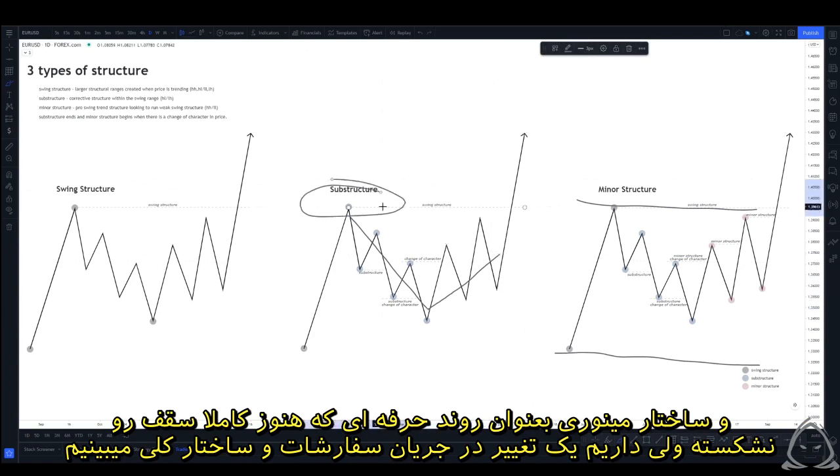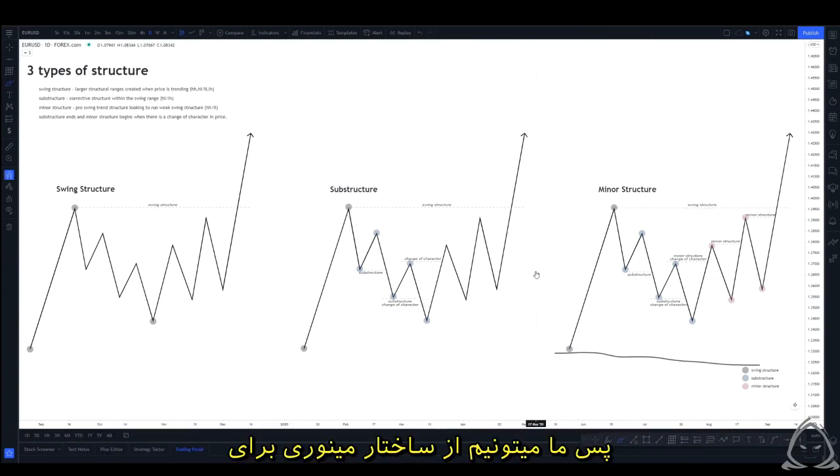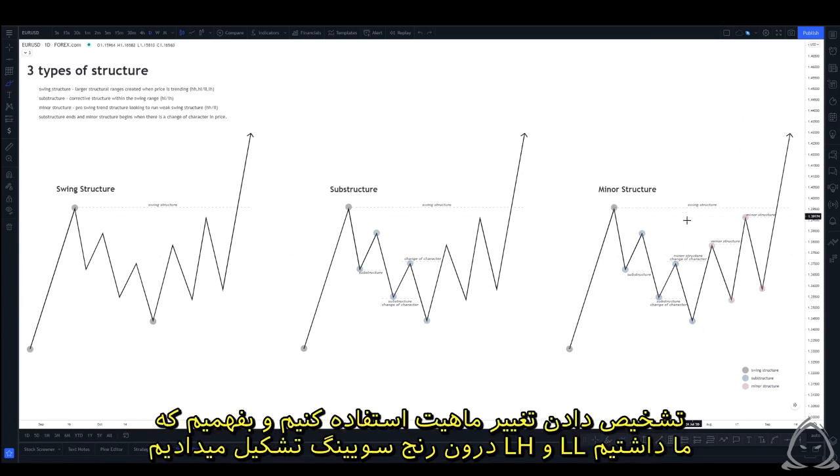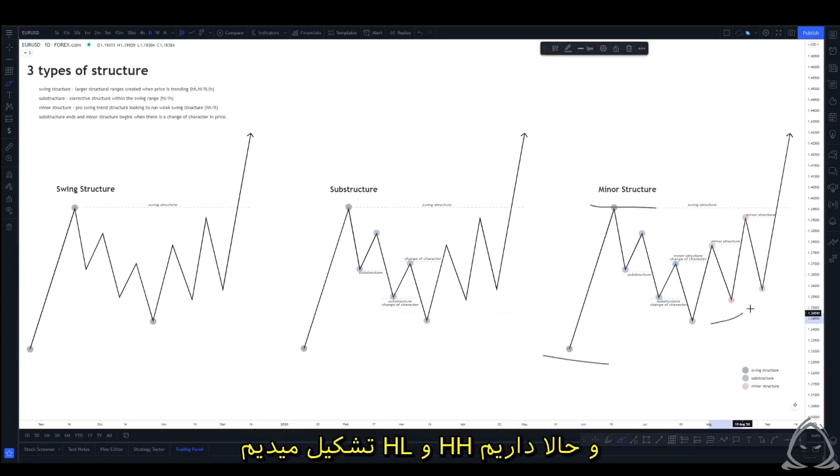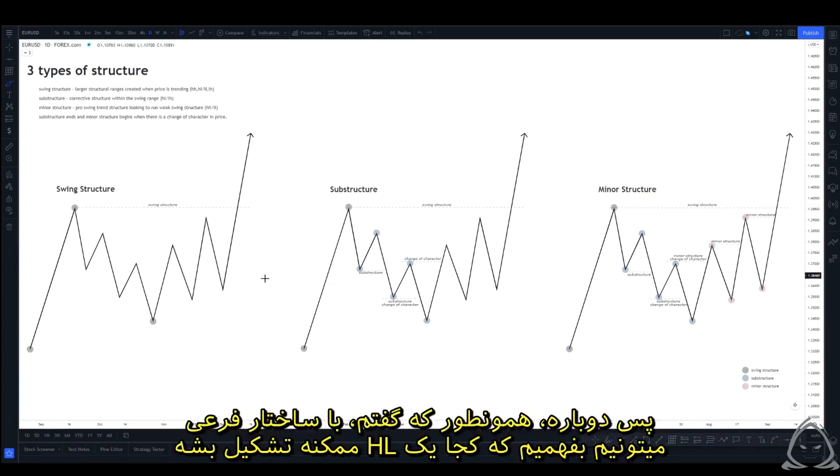that hasn't quite broken the high as of yet, but we're starting to see that shift in order flow. We're starting to see that shift in the overall structure. So we're able to use minor structure to gauge that change of character and start to understand that we were putting in lower lows and lower highs within the swing range, and we're now starting to put in higher highs and higher lows.